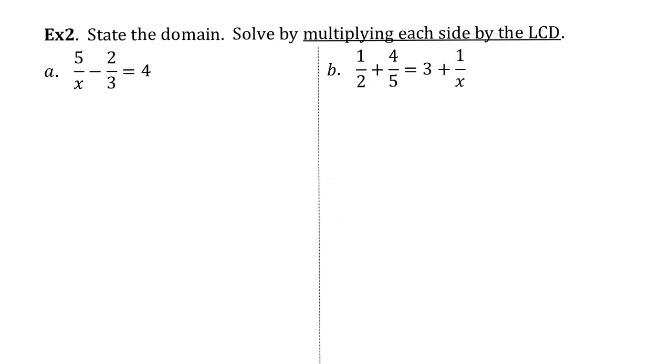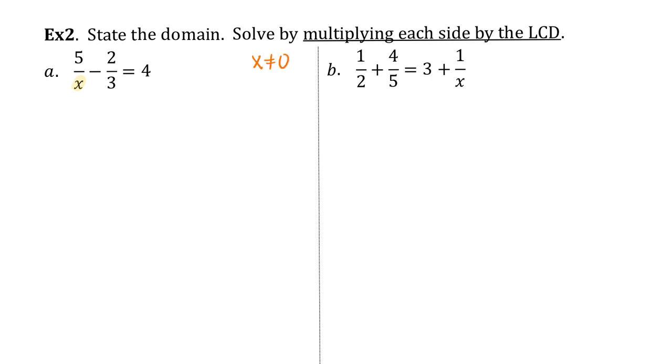Let's try the second method. Okay, for the second method, I am still going to state the domain just to make sure I catch any extraneous solutions, but I'm going to solve by multiplying each side by the least common denominator. Okay, domain first. There's an x in the denominator, so x can't be 0.